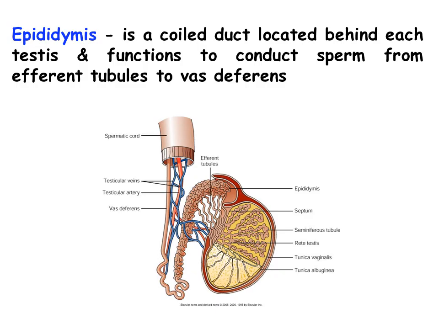The epididymis is just a coiled duct, and it will be located behind each of the testes, and it helps to conduct the sperm from the efferent tubules to the vas deferens.